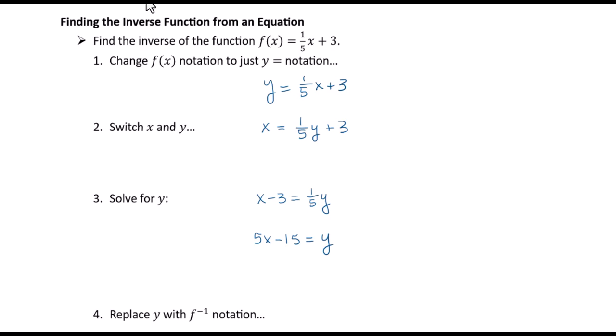Again, we're not finished here, because up here we said y is 1/5 x plus 3. Down here, we're saying y is 5x minus 15. We know those are not the same y's. The one down here is our inverse, so we need to make sure that we finish this off by replacing that y with f inverse notation. f inverse of x is equal to 5x minus 15.